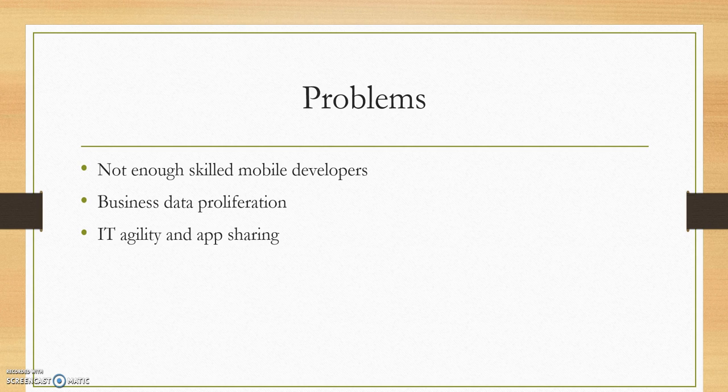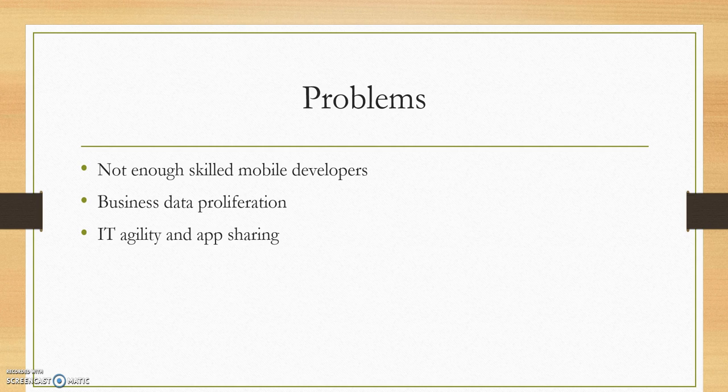The second problem: business data proliferation. Business data has proliferated, spanning on-premise systems and beyond the firewall to SaaS cloud, with data stored in many systems. It is difficult to connect to and consume related data from within an app.